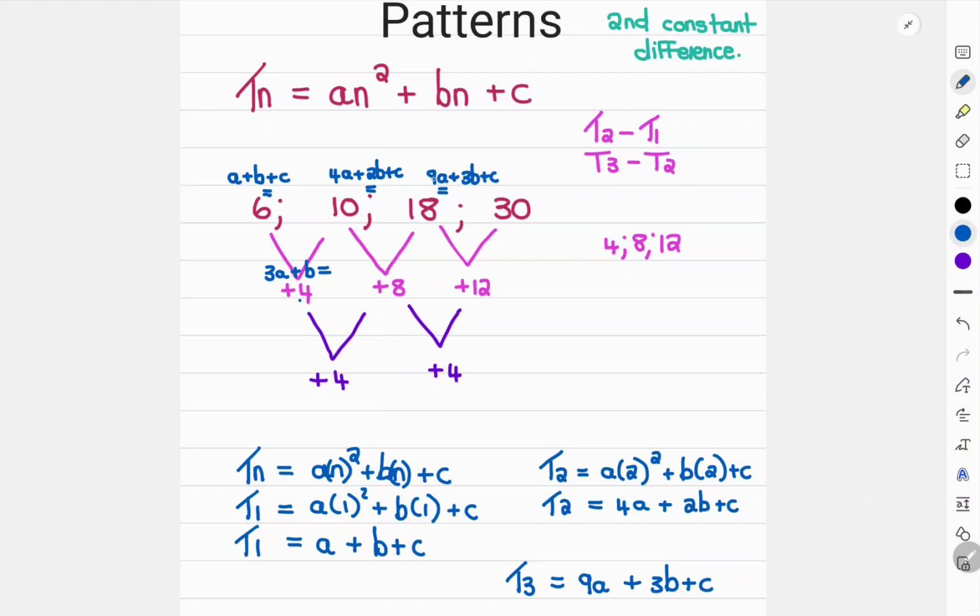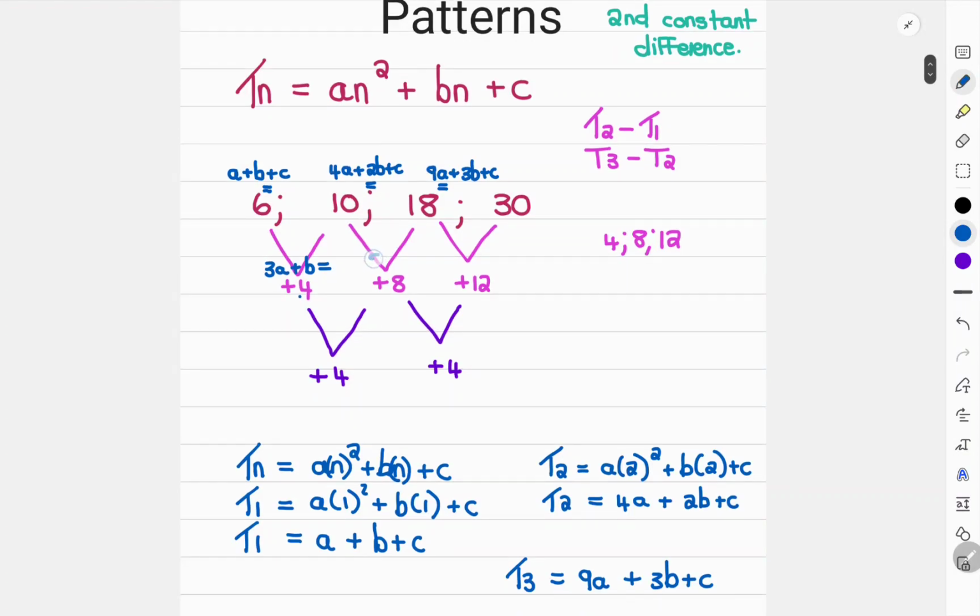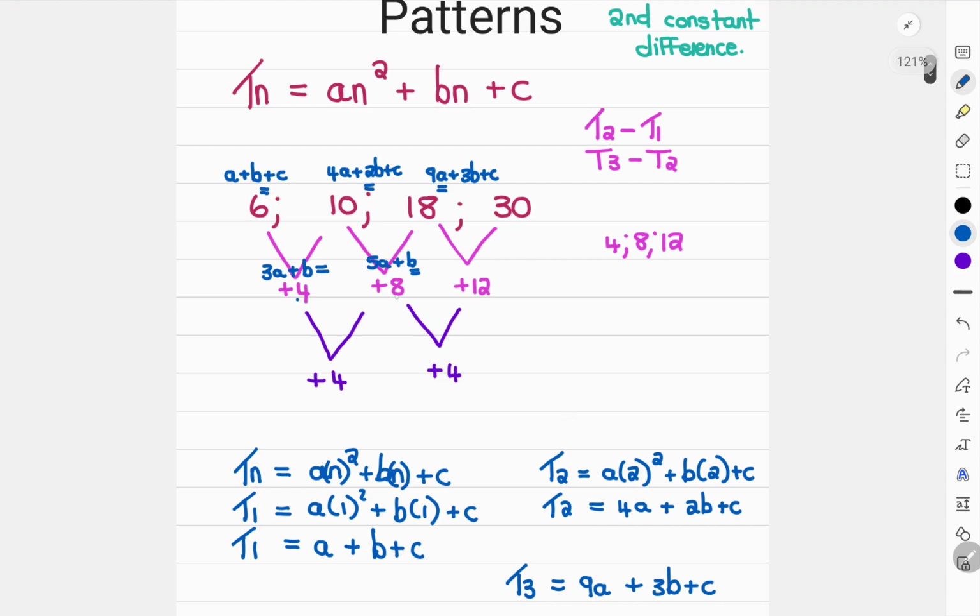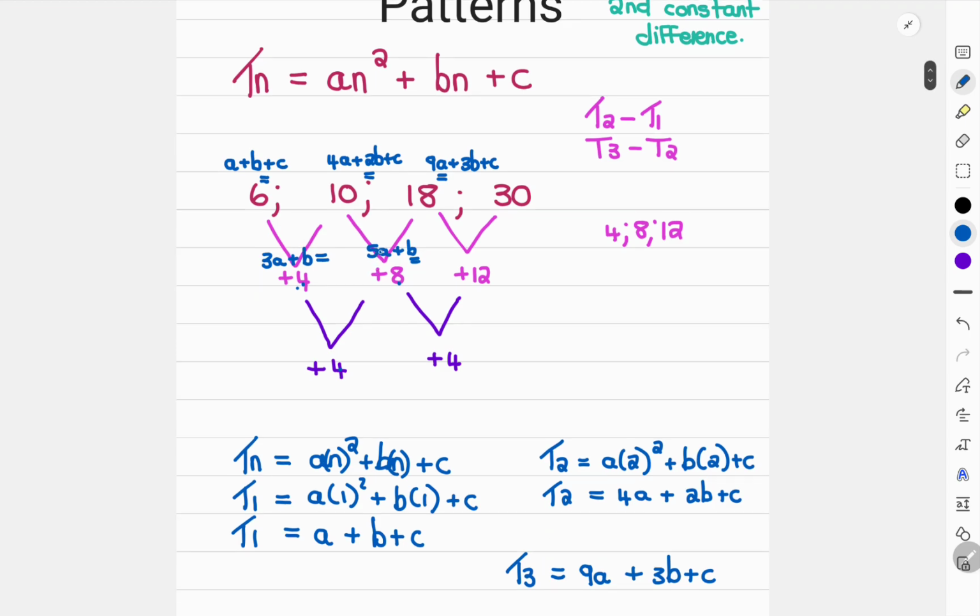Now I'm going to do the same for here. 9a minus 4a is 5a, plus 3b minus 2b is just b, and the c's fall away, and that is equal to 8. And now if I carry that on again, remember, how did I get the second constant difference? I said 8 minus 4 gives me 4. So now I'm going to do the same with my equations in terms of a, b and c. 5a minus 3a is 2a, and b minus b falls away. So you'll always end up with 2a is equal to your second constant difference.